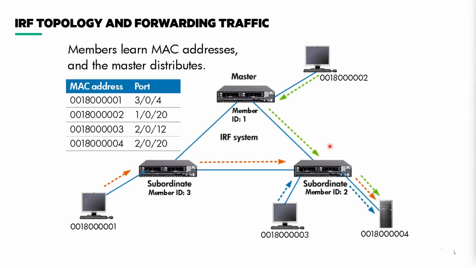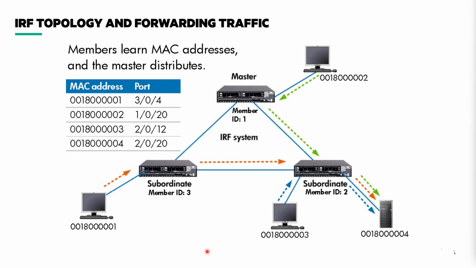So an example, if we look at the MAC table, you're going to see a device with member ID 1, member ID 1, member ID 3, member ID 2, as if they are line cards or modules in a virtual chassis switch.